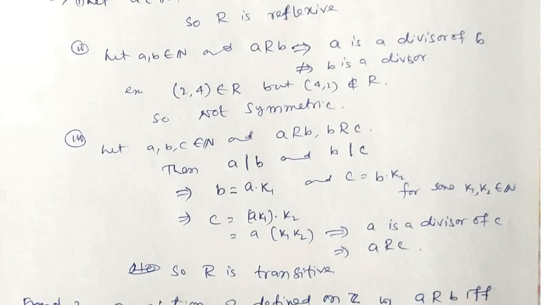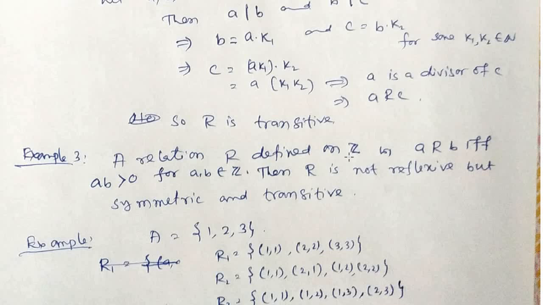Now, if we take another example, a relation R defined on Z by A is related to B if AB is greater than 0. That is, if their product is greater than 0, then we say that they are related. Then prove that this is not reflexive but symmetric and transitive.